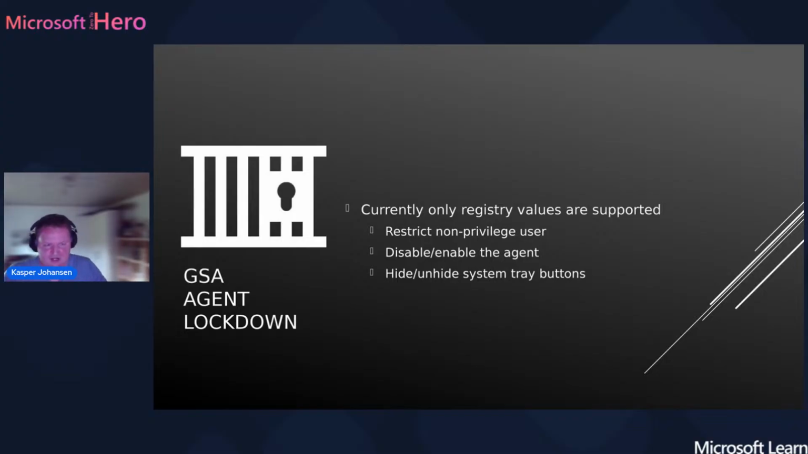We have a few ways of locking down the Global Secure Access agent. Right now, it's only registry based, which is to me a bit funny, but it works. It is possible to create an installation package or provide some kind of guidance on how to implement these. Obviously, you will have to be a local administrator. So I would recommend some kind of deployment system like Intune, for instance, to push this package to the devices. We can restrict non-privileged users from disabling the agent itself, and we can hide and unhide specific tray agent buttons. I will show you in a moment what it looks like.